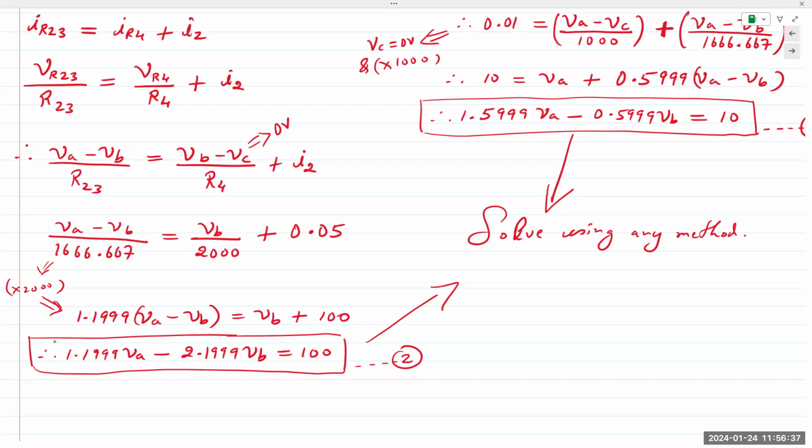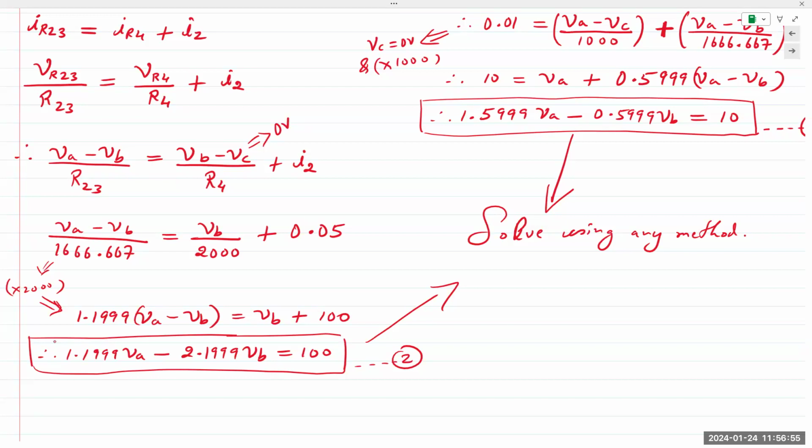Did you have a question? No. So this node voltage analysis is for solving node voltages. Once we have those node voltages, then we can solve anything in the circuit.